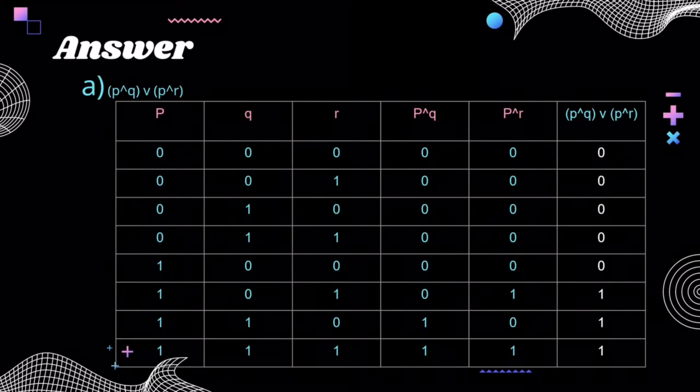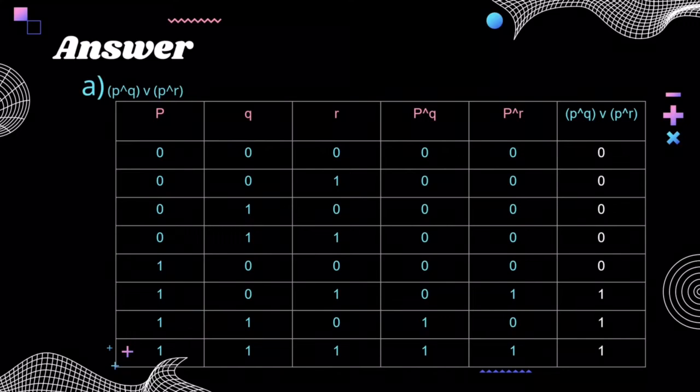For question A, step 1, identify how many variables there are. In this question, there are 3 variables, namely P, Q and R. Step 2, solve the first bracket first, which is P and Q. And then just complete the second bracket, which is P and R.